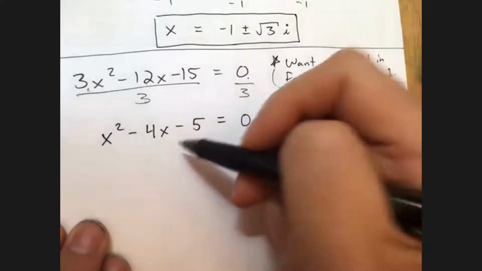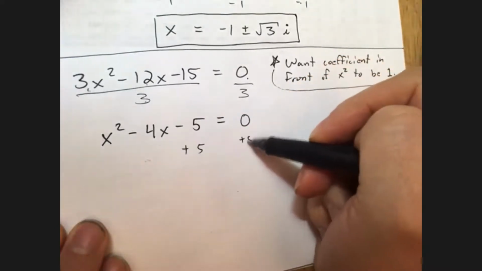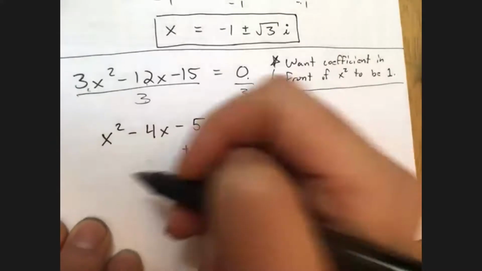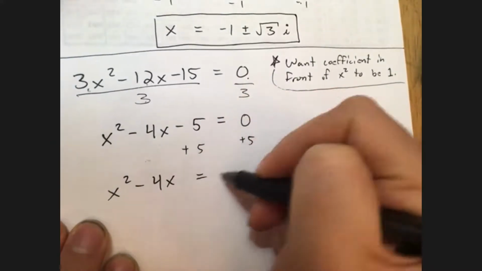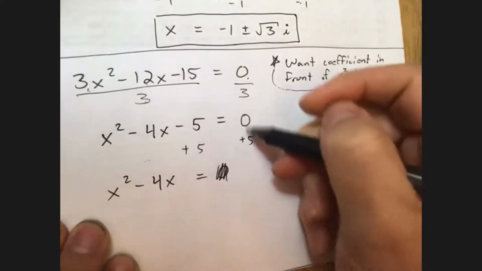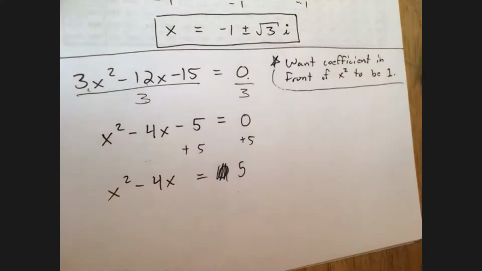Okay, so what do we do next? We add 5 to both sides. That's just to get rid of this negative 5, right? So now we just have x squared. Oh, no, it's not a 0 anymore. I added 5 to it. x squared minus 4x equals 5.